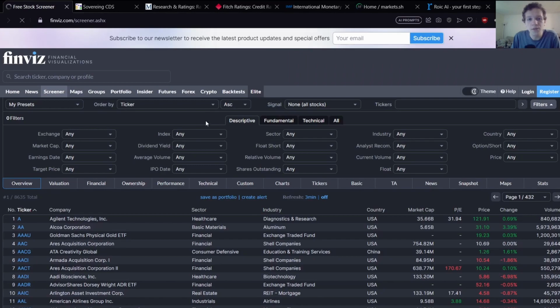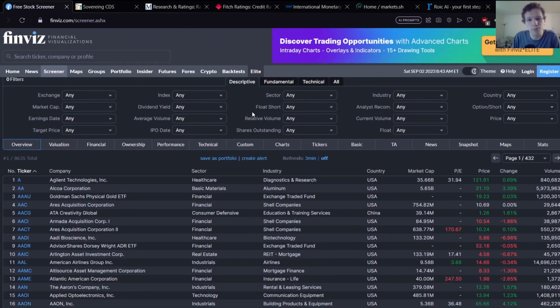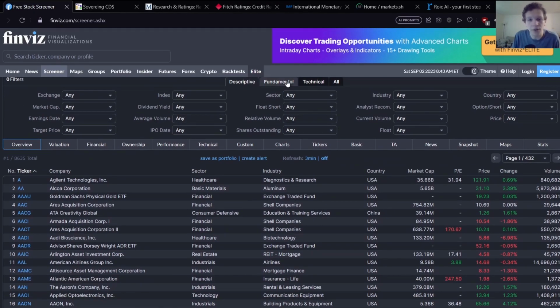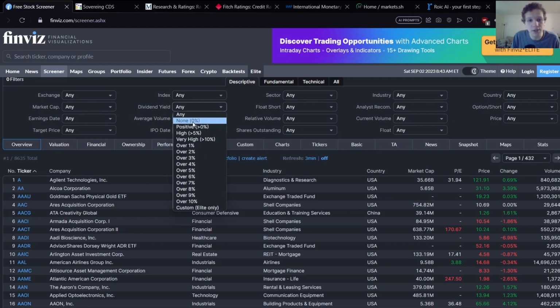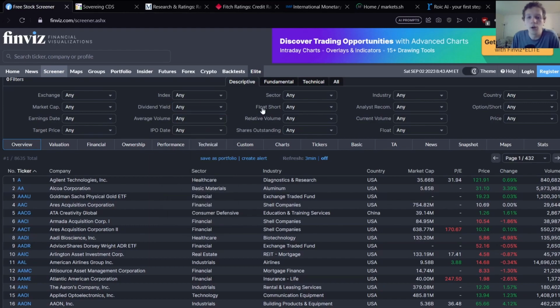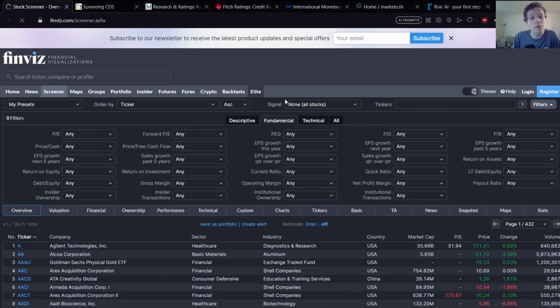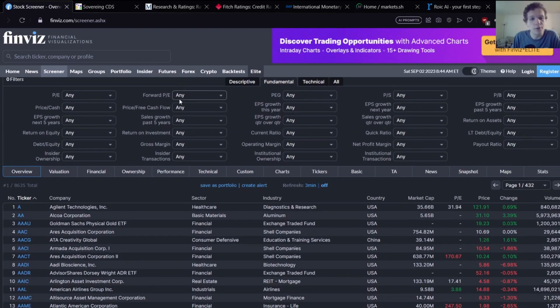However, the screener option is possibly one of my favorite things ever. So, for example, if I want to find stocks, I can filter by all sorts of things, like the dividend yield. Do they have a high dividend yield, over 1%, 2%, etc.? Or are they in a particular sector, in a particular industry, in a particular country where they're based? And you also have fundamental things. You can filter by forward PE, you can filter by return on investment.